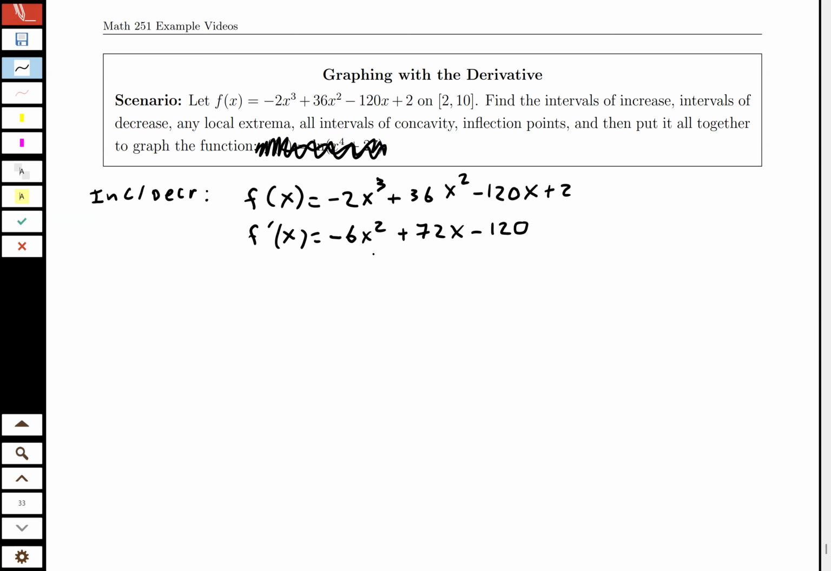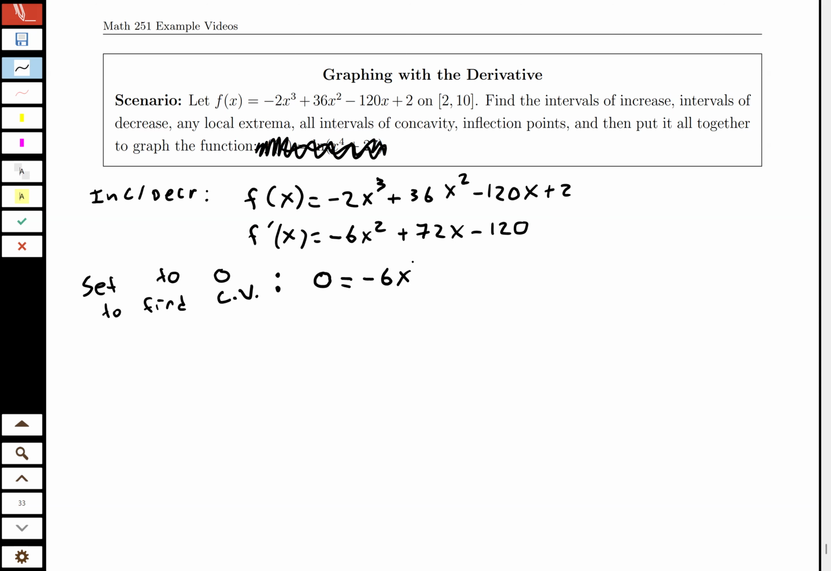I'm wondering when this equals 0 because I'm trying to figure out what are all the critical values. I'm also wondering where this thing is undefined. So let's set it to 0 to find those critical values, my potential maximums and minimums.